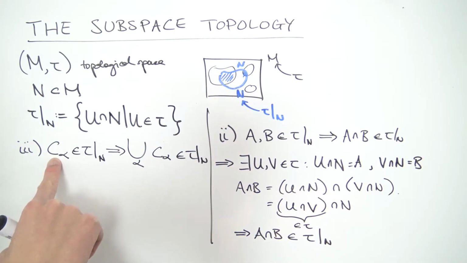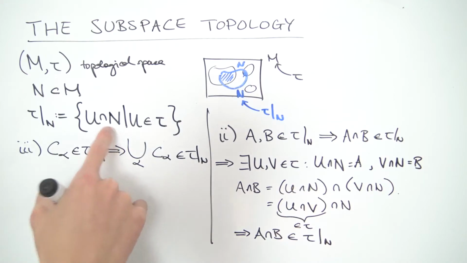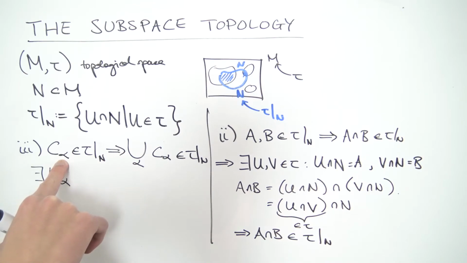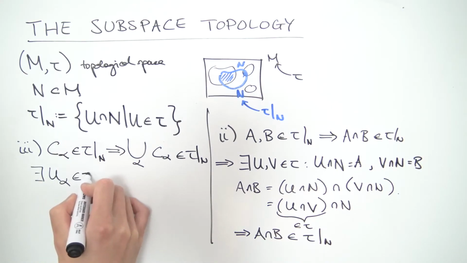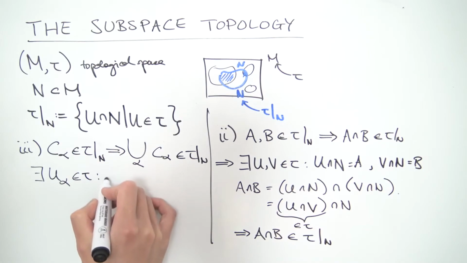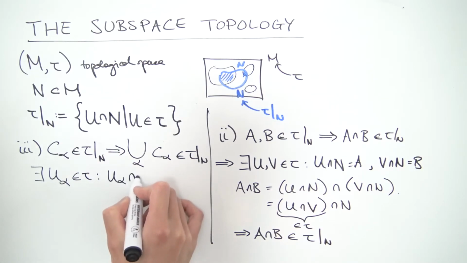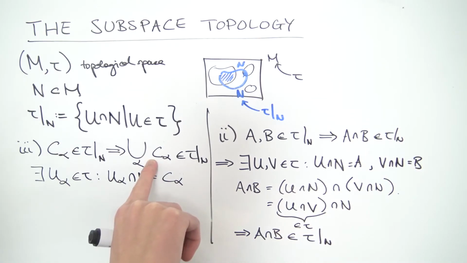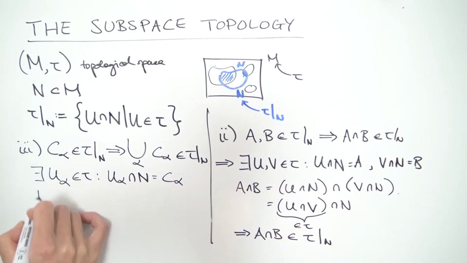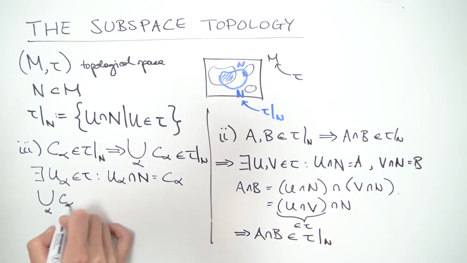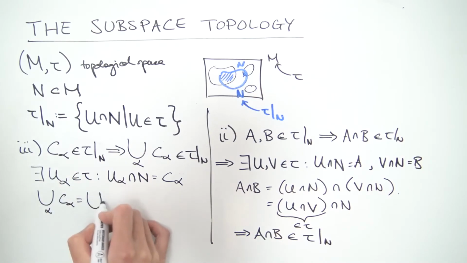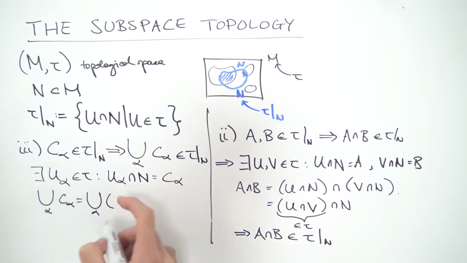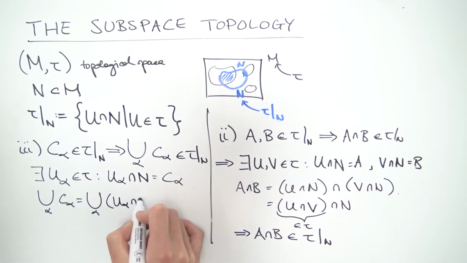Let's assume there's some C alpha in this restricted topology. So by our construction, there exists some U alpha that's associated to each of these C alphas in our original topology, such that if we take the intersection of this U alpha and our subset N, this recovers our C alpha. So now let's see what happens if we take the union over all these C alphas. So the union over alpha of C alpha, well, we know this is the union over alpha. Now C alpha, we can write it as U alpha intersect N. So here's U alpha intersected N.